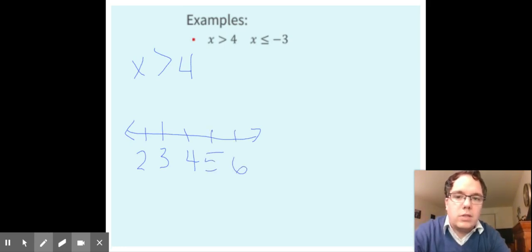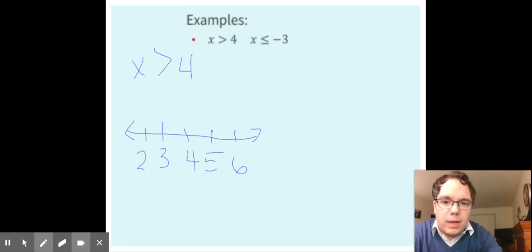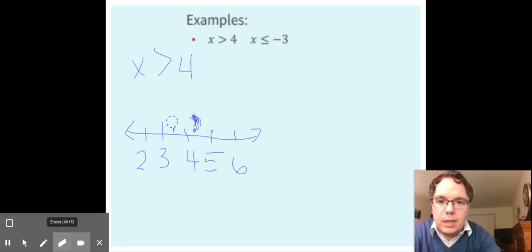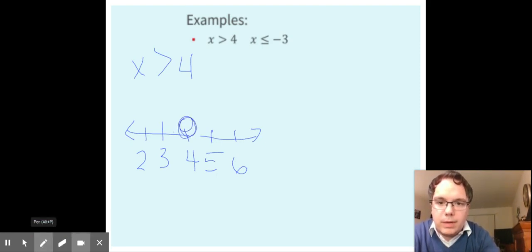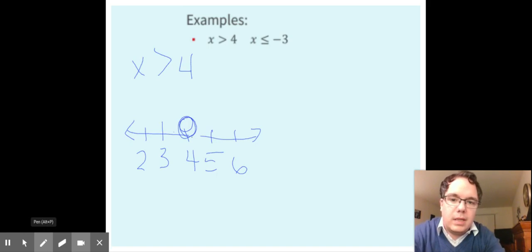All right. So if we have x is greater than 4, that means we're going to put an open dot at 4, because 4 cannot be part of our solution, because 4 is not greater than 4. So we have to put an open dot there showing that 4 is not part of our solution.